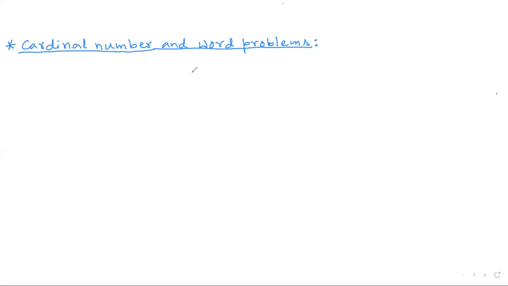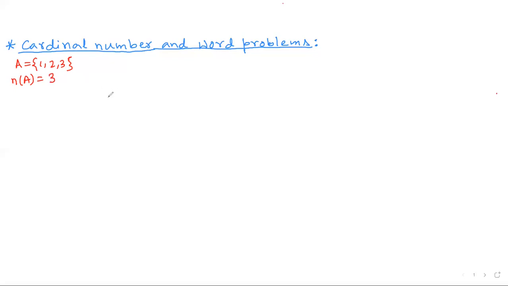Already I have discussed the meaning of cardinal number. Actually, this idea is required when you solve word problems regarding set. Cardinal number means the number of elements in a set. Suppose A is the set and the set contains 1, 2, 3. Then the cardinal number of A is denoted by n of A, and n of A means the number of elements in A. Here three elements are there, 1, 2, 3.